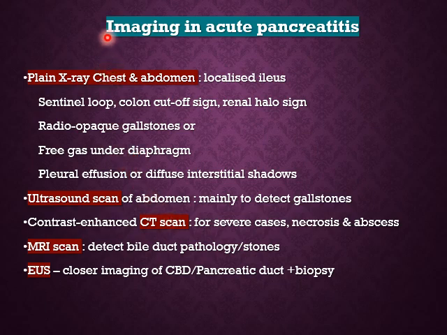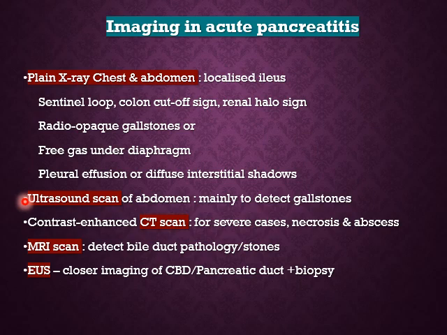Okay, next we come to imaging methods used in acute pancreatitis. First, plain X-ray, chest and abdominal X-ray, where it shows localized ileus, the sentinel loop, colon cutoff sign, renal halo sign, which are all classical signs of acute pancreatitis. Also, it can show radio-opaque gallstones, free gas under the diaphragm to rule out pneumoperitoneum, and pleural effusion to rule out diffuse interstitial inflammation of the lung.